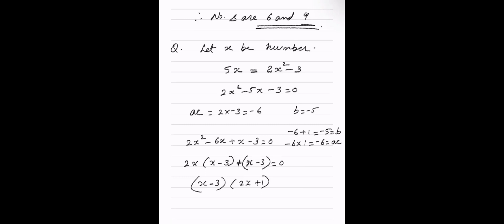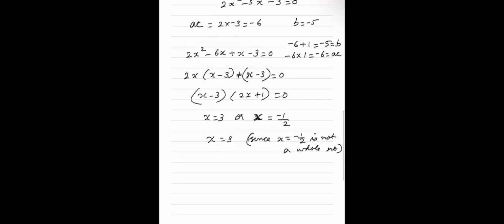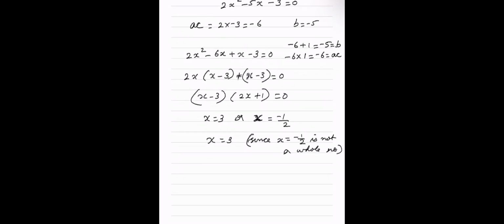Take that out. So x is equal to 3, or x is equal to minus 1 by 2. We need a whole number, and negative 1 by 2 is not a whole number, so you cannot consider it. So x is equal to 3 only. The required number is 3.